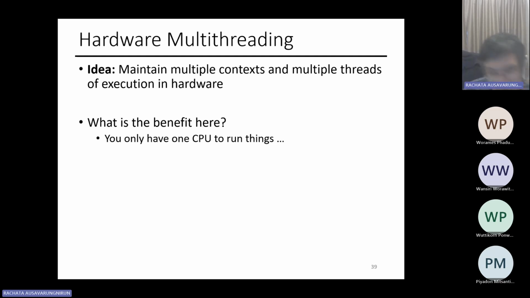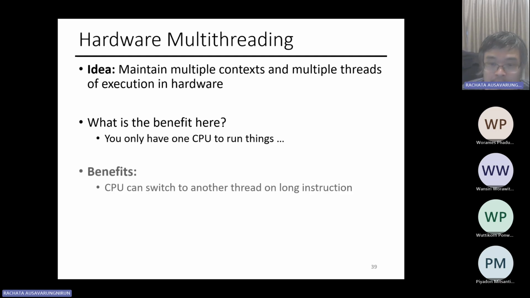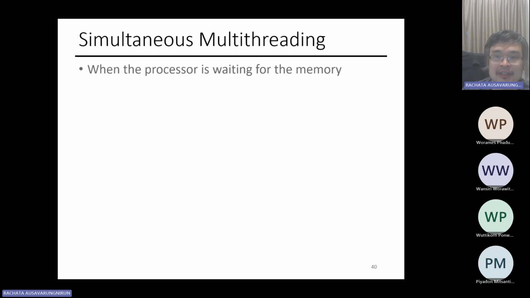So the benefit here is, even though I have only one CPU to run things, right, I can switch to another thread whenever I have a long instruction. For example, I'm loading some data right now. I need to go to DRAM. It takes a while. I switch to another thread so that I can do whatever the other thread has to do before I switch back, right?